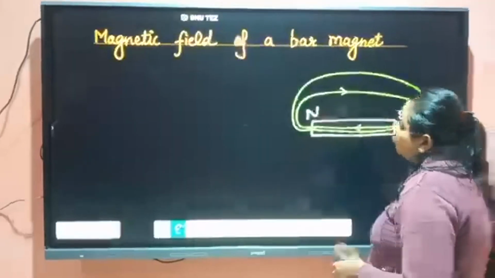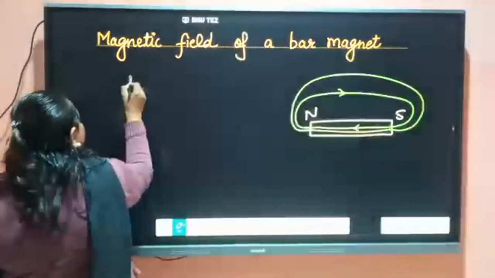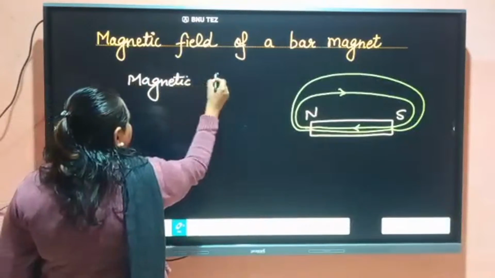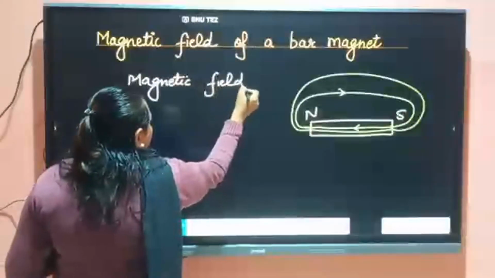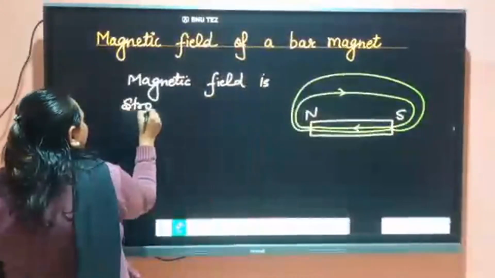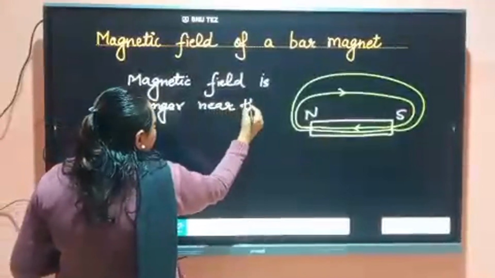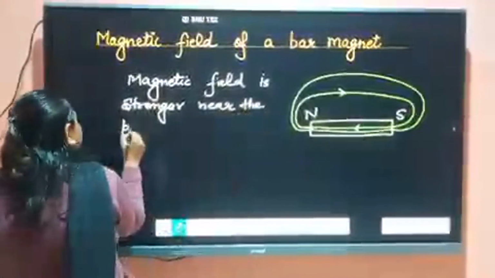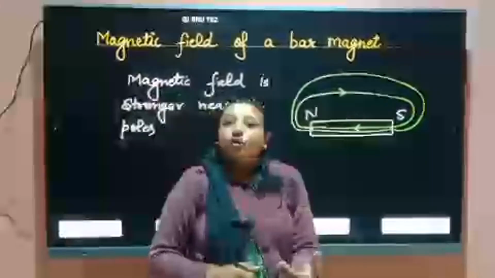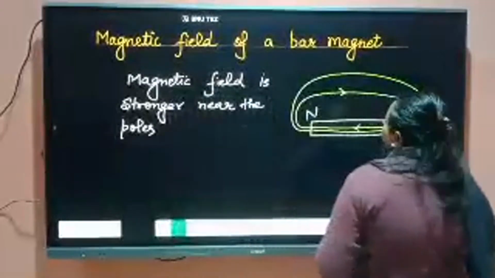So this is a magnetic field. So where is the magnetic field stronger? The magnetic field is stronger near the poles. ठीक है, near both the poles. जो strength होगी वो बहुत stronger होगी, right? This is a magnetic field.